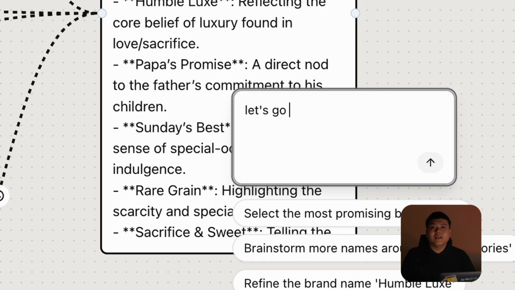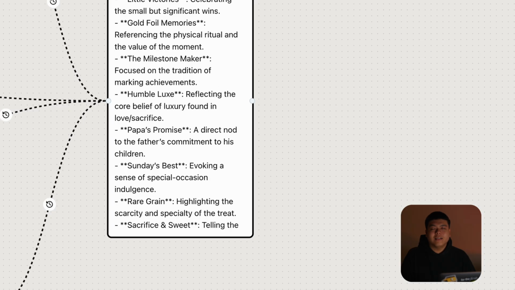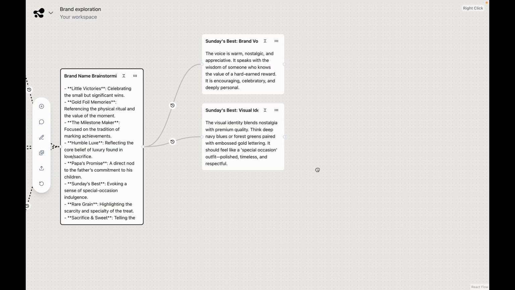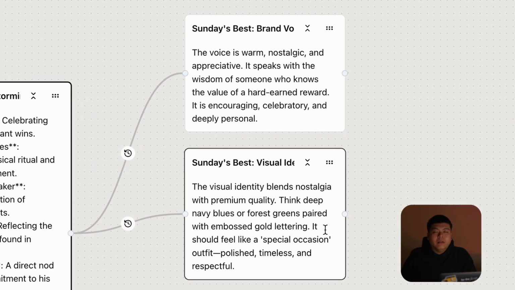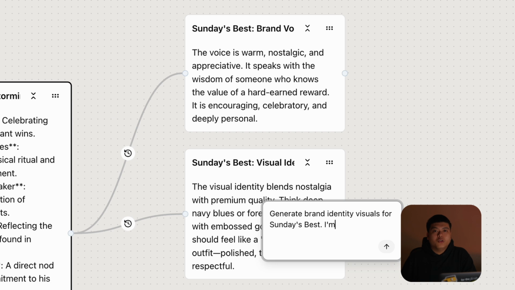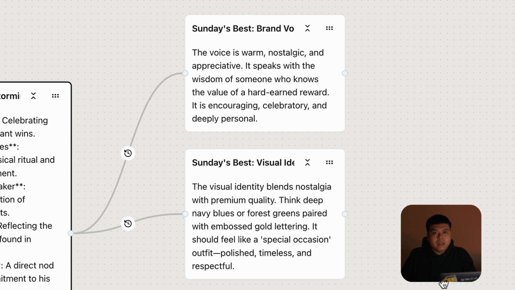I'm liking Sunday's Best, so I'm going to move forward with it and ask Simbiont to help build out our brand identity. Now we have some direction for the voice and aesthetic of this brand, so let's go ahead and generate some images for our product and some mockups for branding.